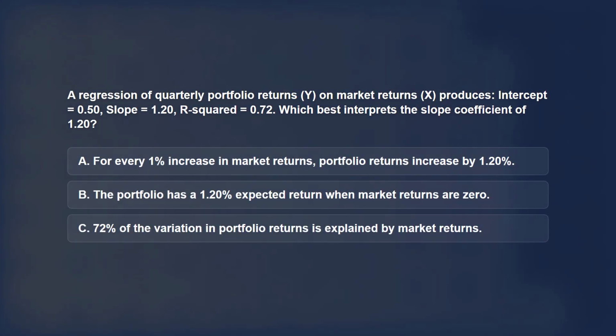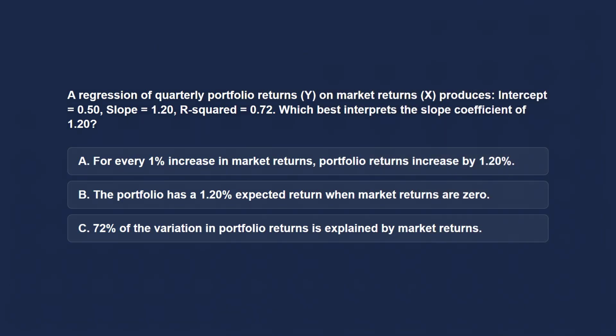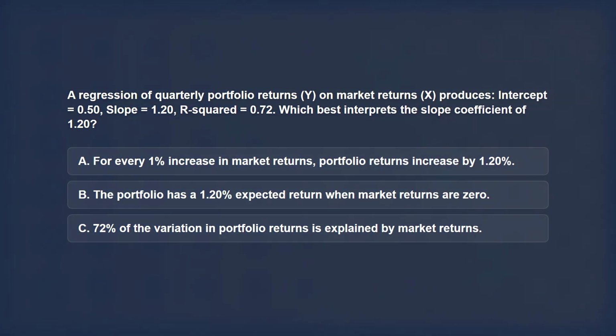Exam question. A regression of quarterly portfolio returns on market returns produces: intercept equals 0.5, slope equals 1.2, R-squared equals 0.72. Which best interprets the slope coefficient of 1.2? Option A. For every 1% increase in market returns, portfolio returns increase by 1.2%. Option B. The portfolio has a 1.2% expected return when market returns are 0. Option C. 72% of the variation in portfolio returns is explained by market returns.